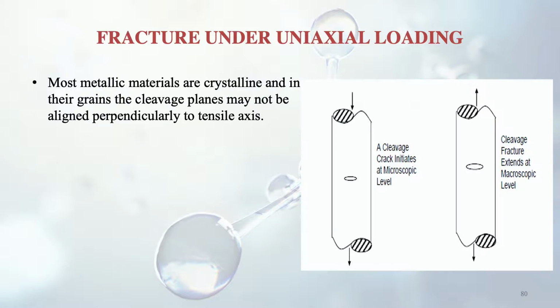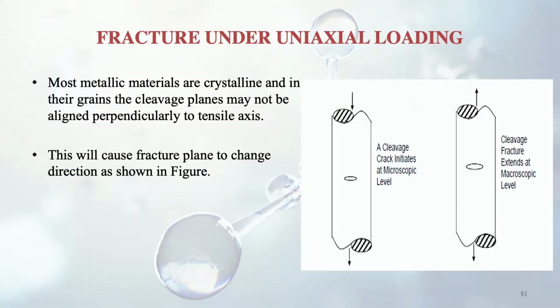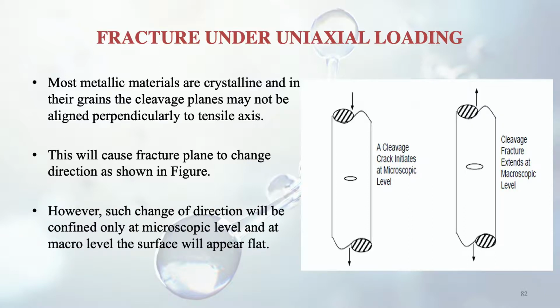Most metallic materials are crystalline, as we know, and in their grains the cleavage planes may not be aligned perpendicular to the tensile axis. So it may not always be like this. There may be a certain angle, and this will cause the fracture plane to change direction, as you can see in the figure here. However, such a change of direction will be confined only to the microscopic level, and at the macro level the surface will still appear flat. This change of plane will not be visible from outside, and when you view it from outside it will still appear flat.